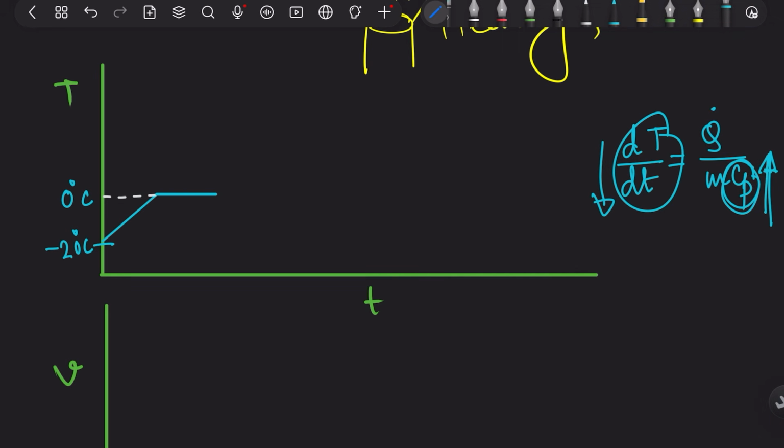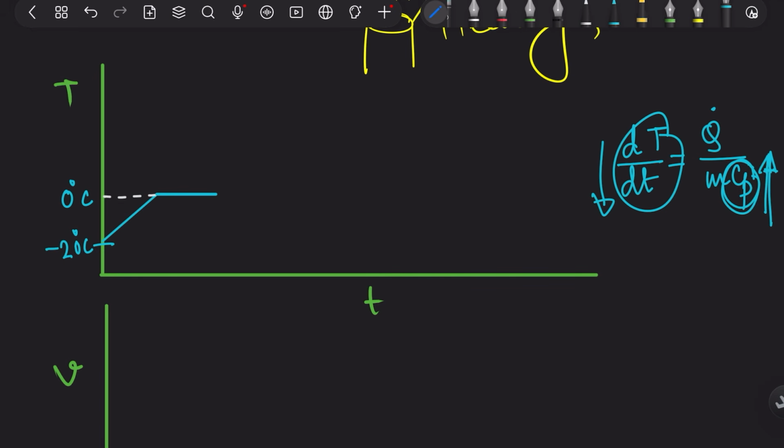There will be a straight line. After this straight line, what will happen? Now it has become water. Now again, for water it is even more complex, the Cp value.